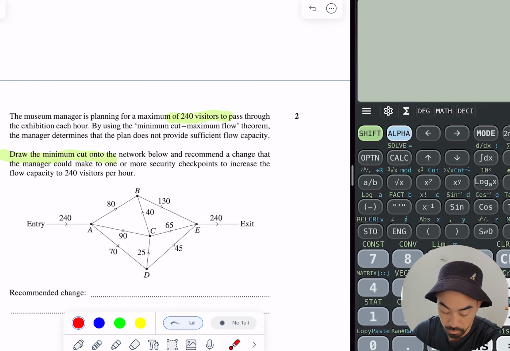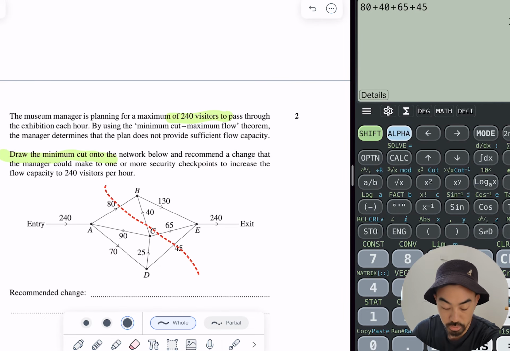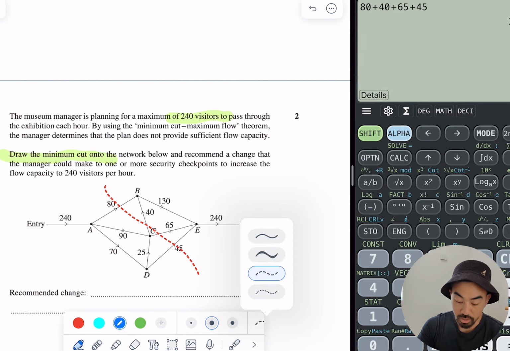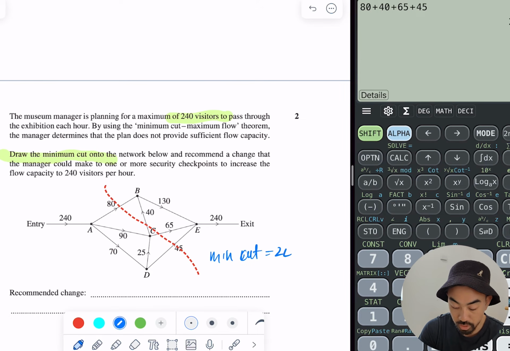So let's test that out. Let me just draw that in so you can see. 80 plus 40 plus 65 plus 45. Okay, that's 230. So that actually works. We've got a cut which is less than 240. Well, I'm pretty sure that's going to have to be it. So the min cut is 230, because it's less than 240.